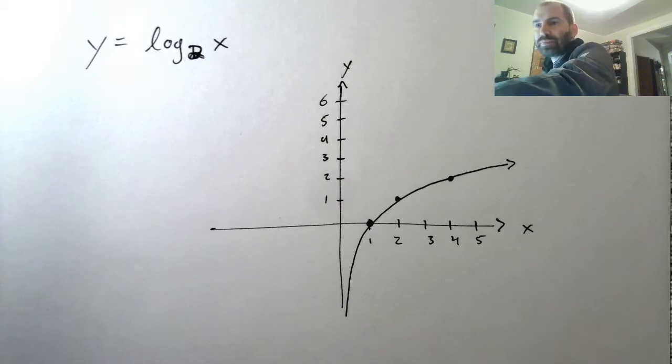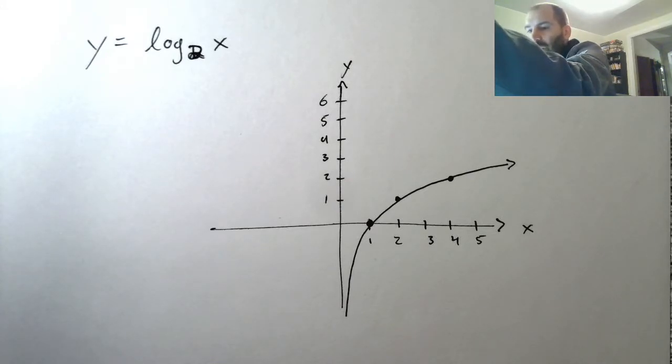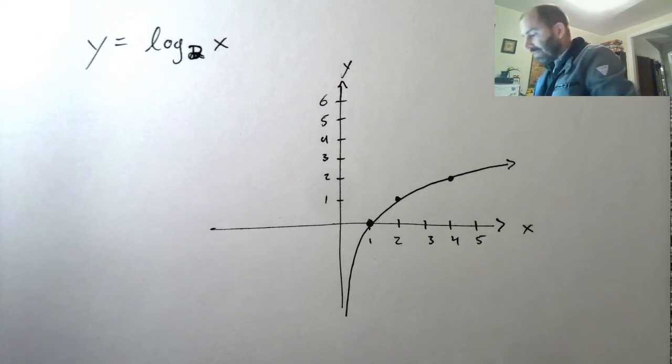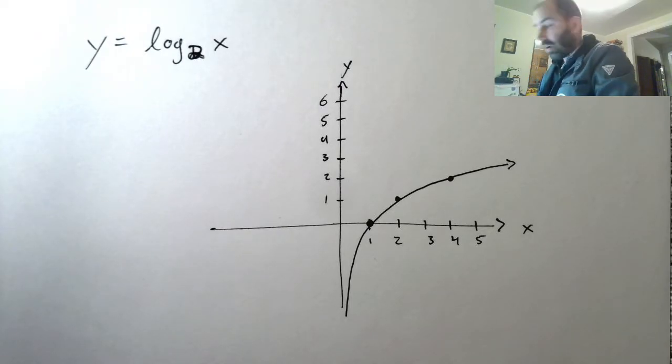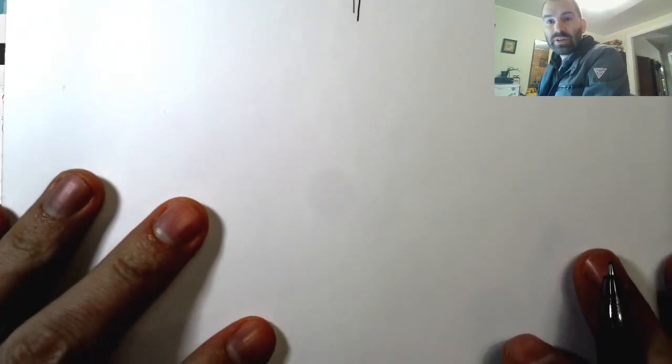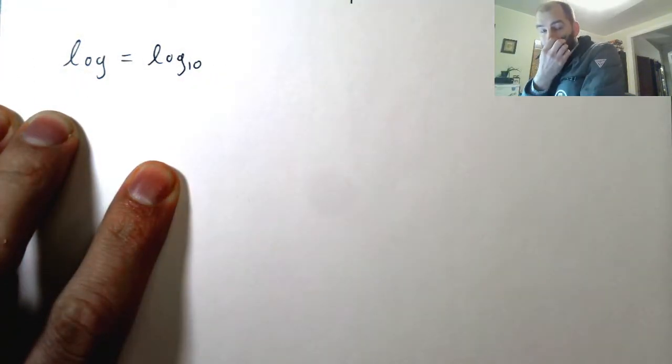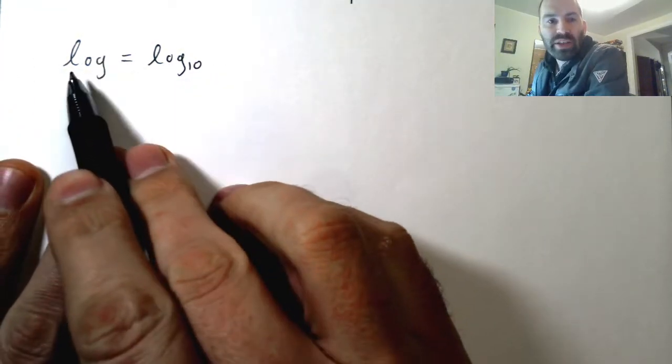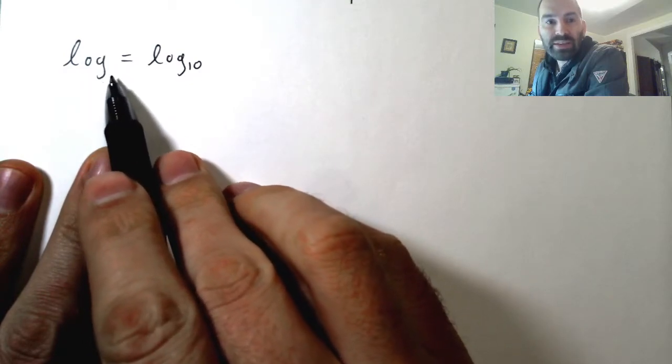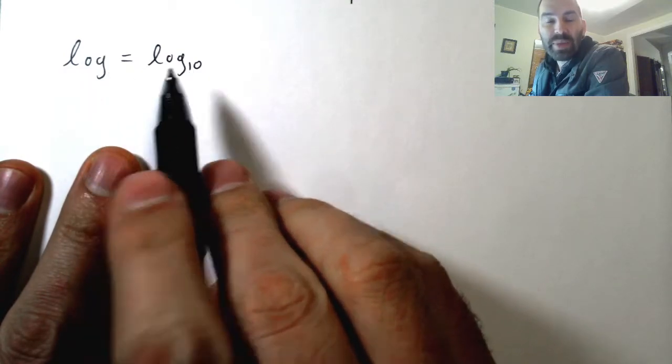Okay, so what I want to talk about next is some special logarithms. Sometimes we use very special bases. It's very commonly done that we use base 10. That b becomes 10. And when we use base 10, we just call that log. Almost always, if someone writes log without a base, what they mean is base 10.